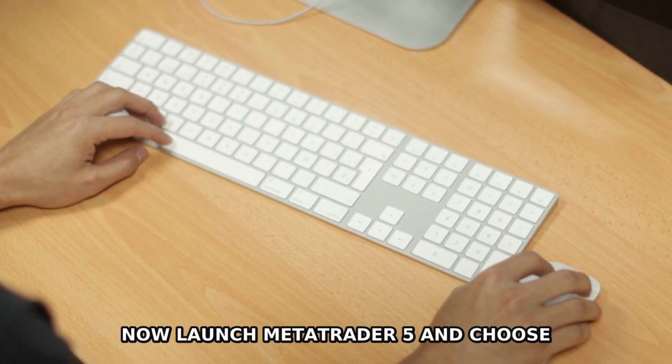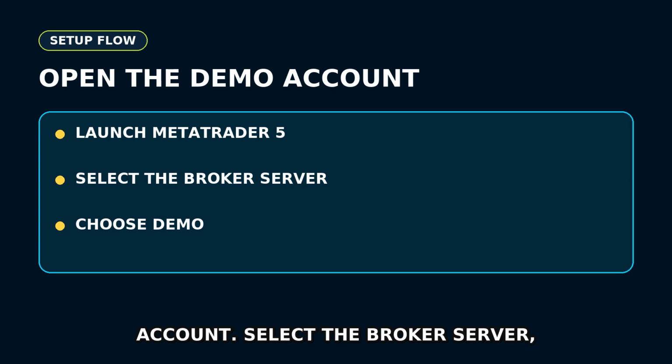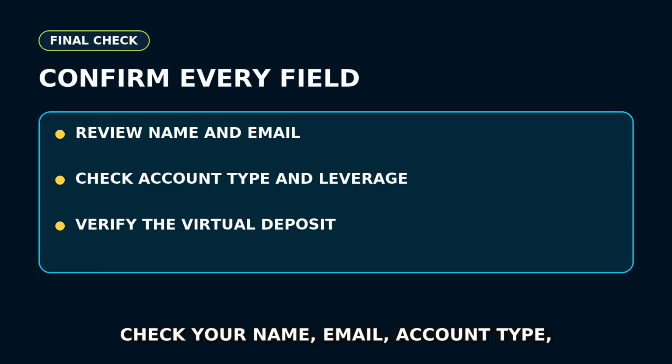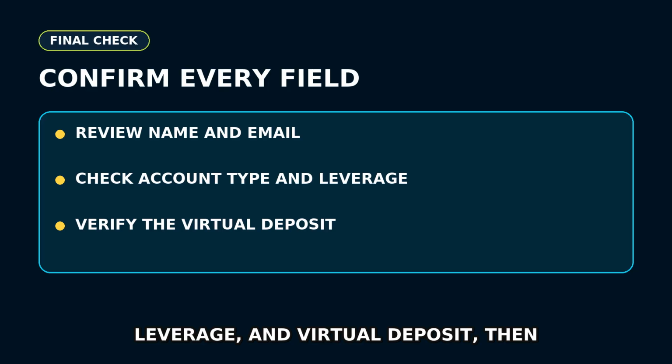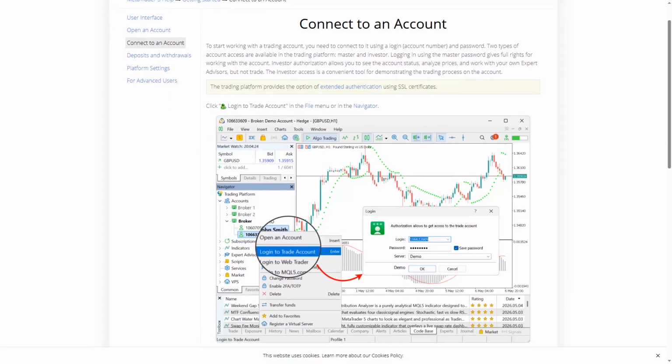Now launch Metatrader 5 and choose the command for opening a new account. Select the broker server, choose Demo, and complete each requested field carefully. Review the summary before finishing. Check your name, email, account type, leverage, and virtual deposit, then submit only when the details are correct.